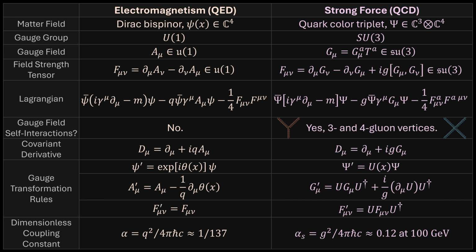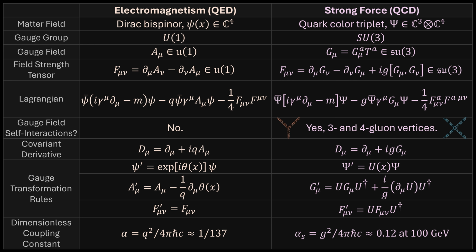So I've listed out a bunch of properties of electromagnetism as well as the strong force, the things we've talked about in this video: the matter field, the gauge group, the gauge field, field strength tensor, the Lagrangian, and so on and so on. And so I want to go through each of these things and see, are these actually kind of the same thing? Is there a way to generalize each of these concepts?